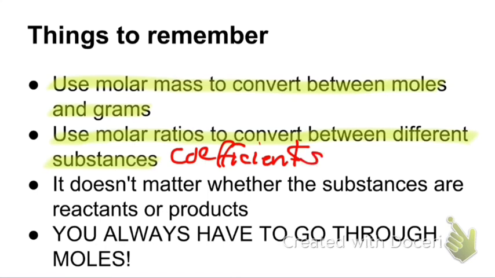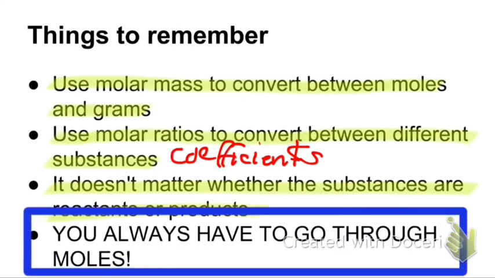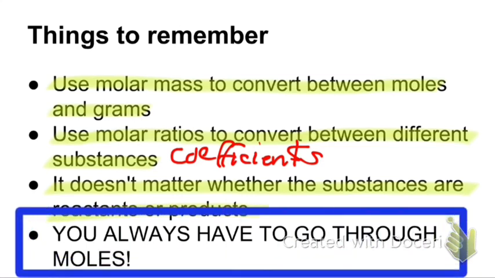And it doesn't matter whether your substances are reactants or products or both on one side or both on the other. Your math is always going to be exactly the same. And no matter what you do, if you are not in moles, you are going to need to get there. So keep going through your moles. Believe us. Do it. Accept it. Move on. All right. So now that is all of these stoichiometry calculations we can do.